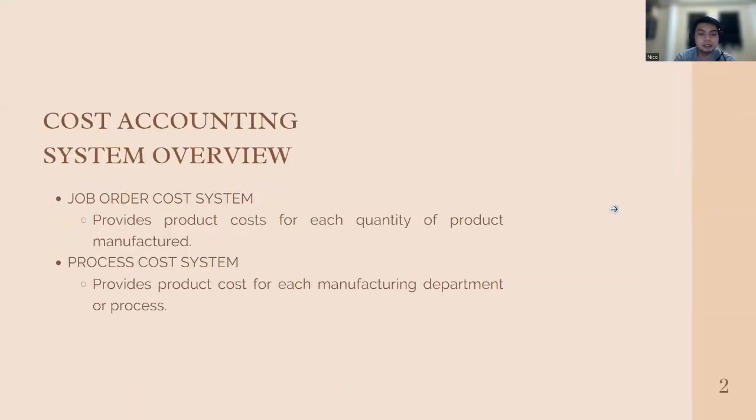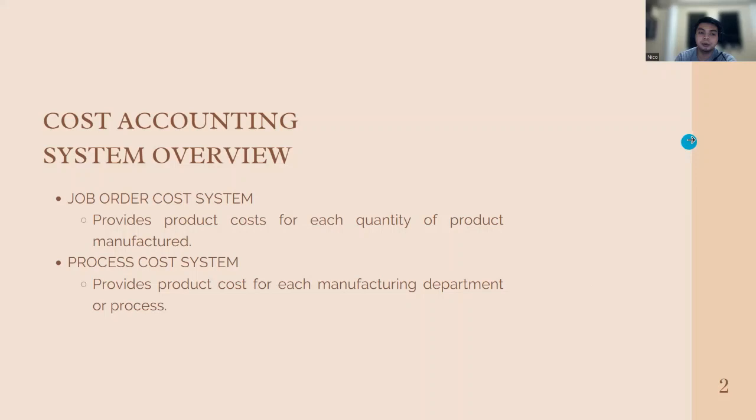So, a cost accounting system measures, records, and reports product cost. Managers use this product cost to determine the prices of their products and also to develop financial statements. So, there are two types of accounting system. First is the job order cost system, and next is the process cost system.